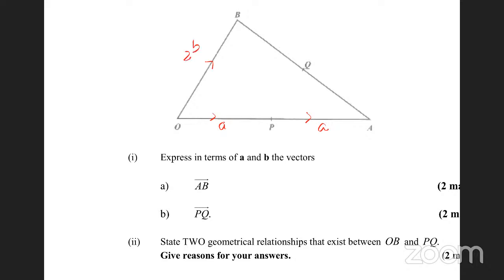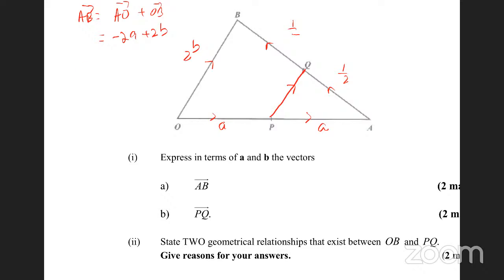Well, all we have to do is get the alternate route from A to B. So that'll be A to O plus O to B. Based on what we have here, A to O will be minus 2A, and O to B is 2B. Now draw a line from P to Q. Remember, we have A, B, so here will be half and here will be half because Q is the midpoint.